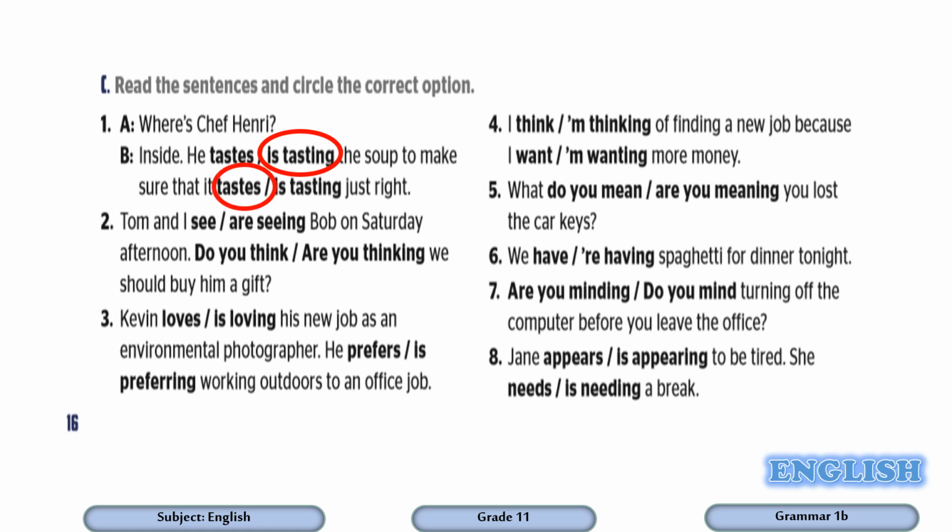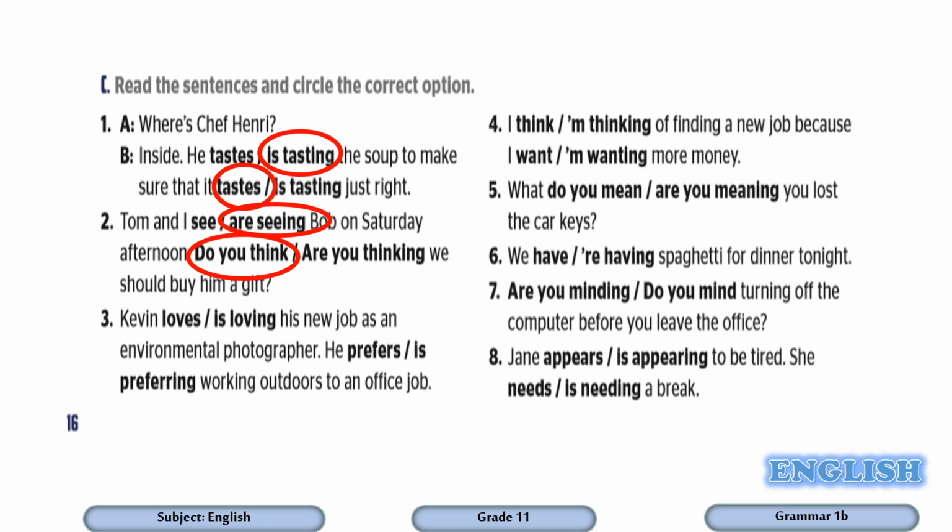Number two, Tom and I see or are seeing Bob on Saturday. Now let's focus on see here. The meaning is we are visiting Bob on Saturday. So it's an action verb. And we put the progressive because it's an action verb for arrangements also on Saturday. Do you think or are you thinking we should buy him a gift? We're asking about opinion here. And in the opinion verbs, we use the present simple. Do you think?